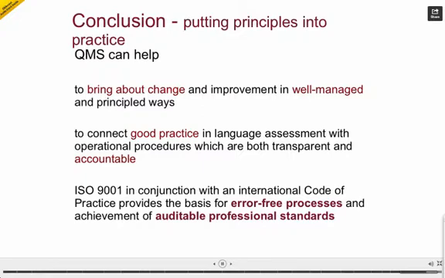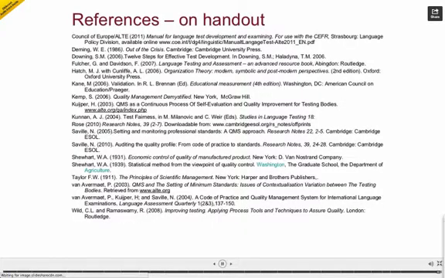And what I'm suggesting is that the ISO approach to quality standards, which looks at a model of auditing as a way of checking what's happening, can be used in conjunction with a suitable international code of practice, let's say it's the ILTA one, in order to provide the basis for error-free processes which are necessary for validity, and to achieve auditable professional standards which may be necessary for all kinds of other reasons.